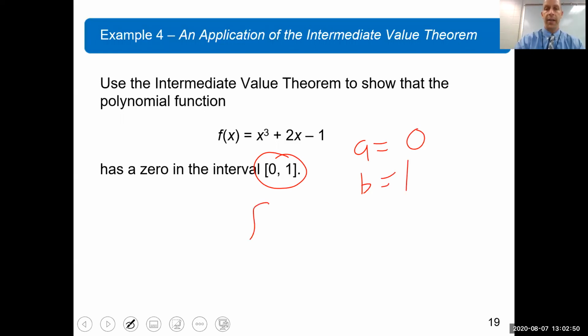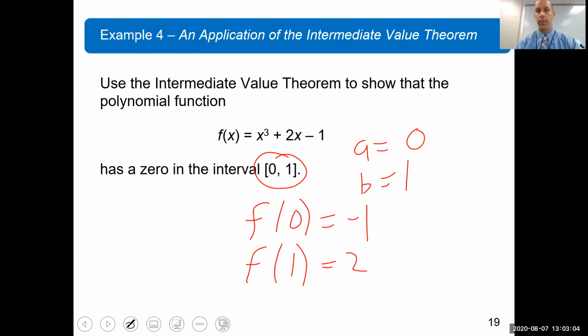So what is f of 0? Well, f of 0 is negative 1. I'll leave that for you to check. You just plug in 0. It's very simple. f of 1 is going to be 2, because 1 to the third is 1, plus 2 times 1, which is 2. So 1 plus 2 is 3, and then minus 1, so that'd be 2.